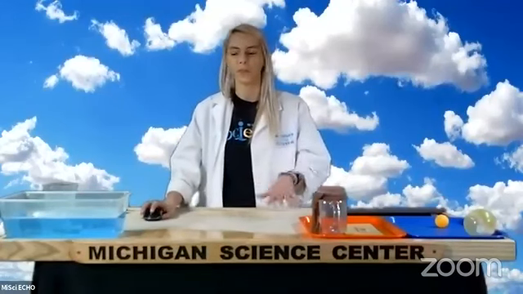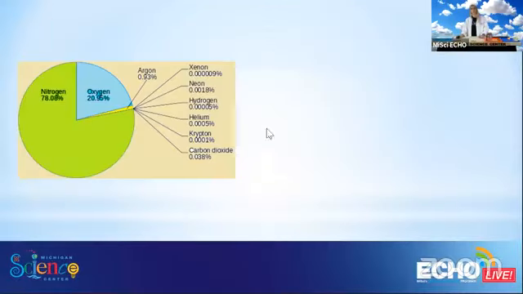Now, we said that air composition here on Earth is very, very unique, but the composition of other planets and other celestial objects is not the same as what we experience here on Earth. We're going to talk about this in terms of this graph right here. This graph shows us the elemental composition of the air that we breathe, the air inside Earth's atmosphere.